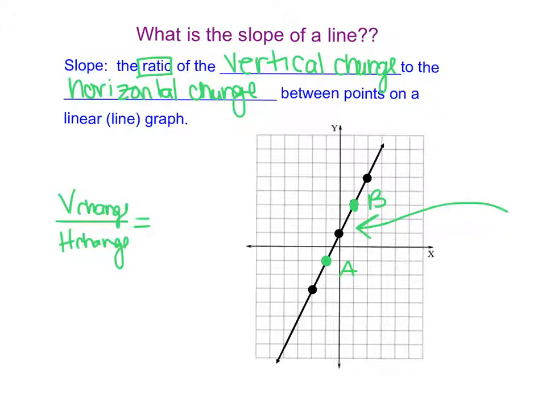So my vertical change between point A and point B is I need to go up 1, 2, 3, 4. So notice here I vertically went up a positive 4. So when I'm finding the slope of a line and saying vertical change to horizontal change, my vertical change is how I've changed vertically. Did I go up or down? That determines positive for up, negative for down, and then how many units. So my vertical change here is a positive 4.